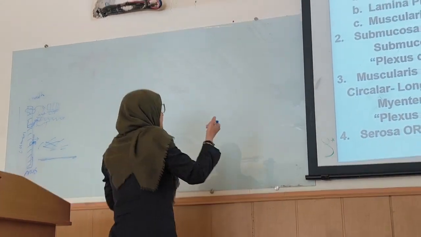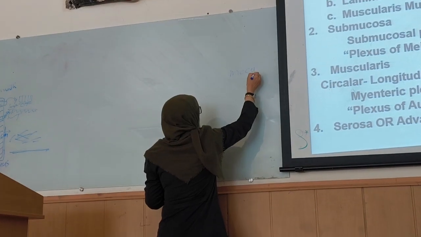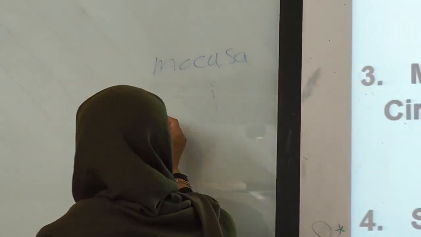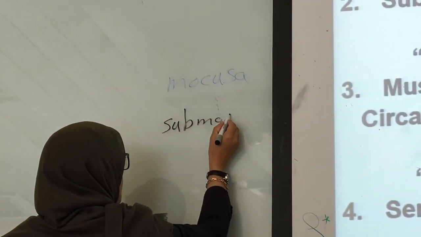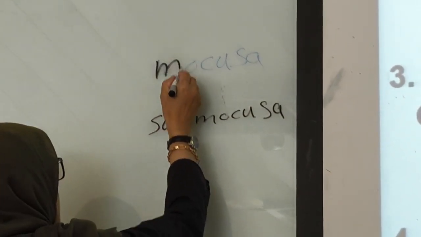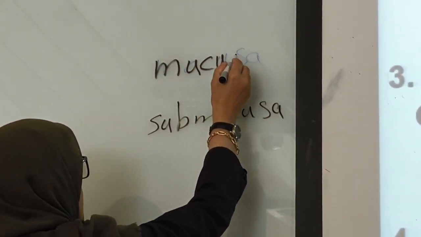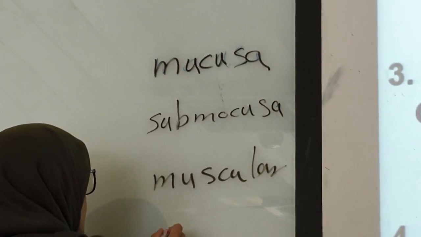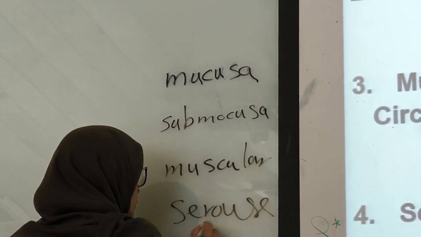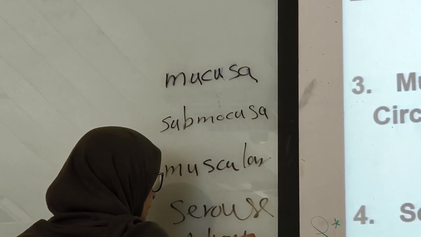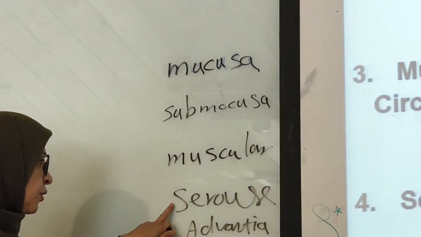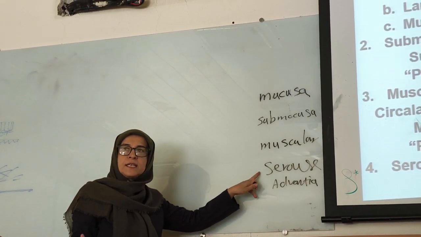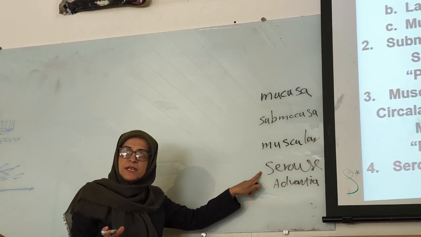I write here also the mucosa, submucosa, muscularis layer, and also serosa or adventitia. Yes, it means that serosa also has adventitia, has connective tissue, but in these organs it is finally lined by a layer of squamous cells.